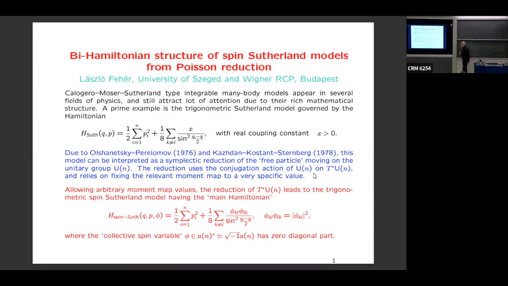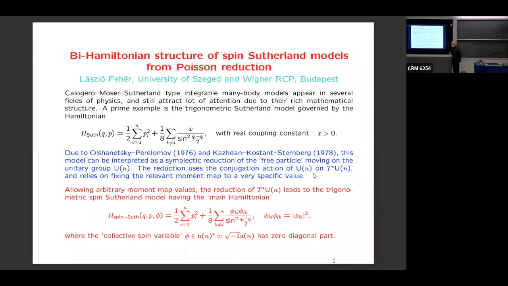Then later people realized that you can fix the conserved quantities for this free particle moving on U(n) in whatever way, and you always get some integrable system. Here the group acts by conjugation, and if you fix the moment map, or the Noether charge generating that action, to a specific value, then you get this Sutherland model of just particles moving on the circle.